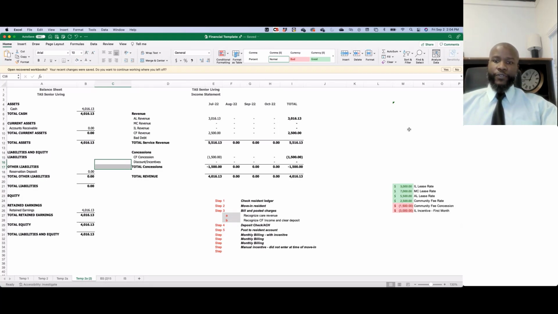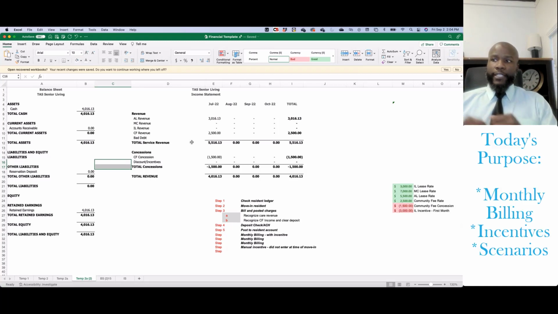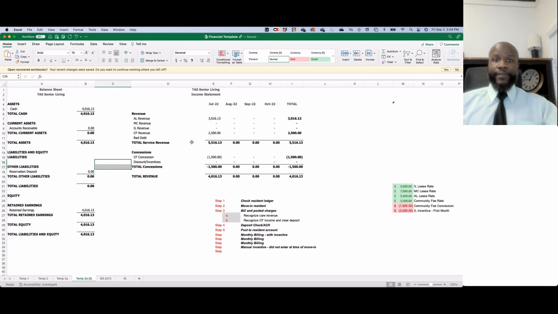We're not going to look at the ledger here because we're going to look at some additional billings, and we're going to have multiple ledgers. The point of this video is to look at some monthly billings, talk through the incentives and the importance of putting them in at the time of move in, and then have some fun looking at scenarios where the incentive was not put in at move in and wasn't recognized until a few months later. There are obviously some conversations around that we want to look at.